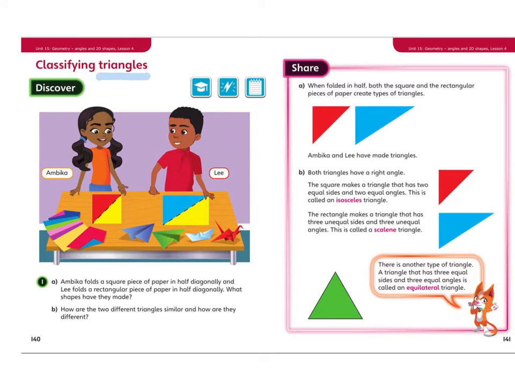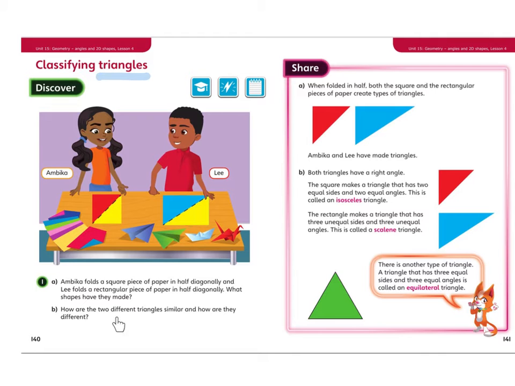It says, Ambika folds a square piece of paper in half, diagonally, and Lee folds a rectangular piece of paper in half diagonally as well. What shapes have they made? Well, there's the shapes they've made. So they have made triangles. Now the question is, question A should be straightforward, I think.